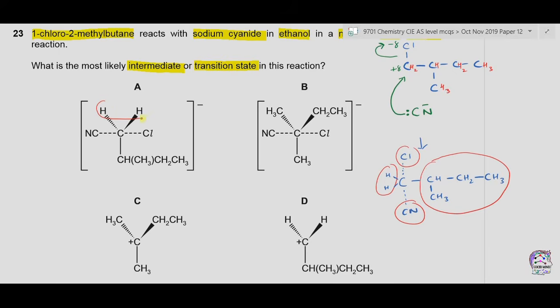In A we have 2 hydrogen atoms, 1 CN, 1 chlorine and an alkyl group in which the second carbon has CH3. In B we have Cl, CN and 2 CH3 attached, which is actually wrong. In C we have a carbocation being formed. In D again we have a carbocation being formed, which is incorrect. So the only correct option is A.